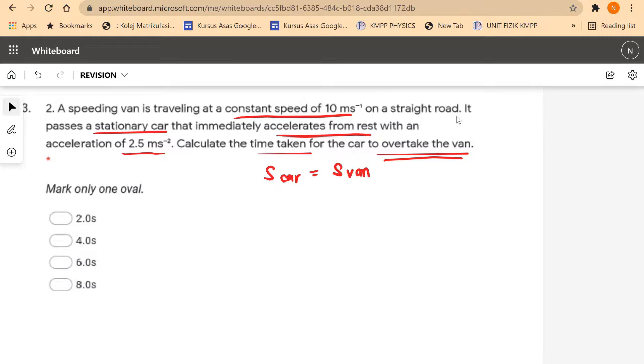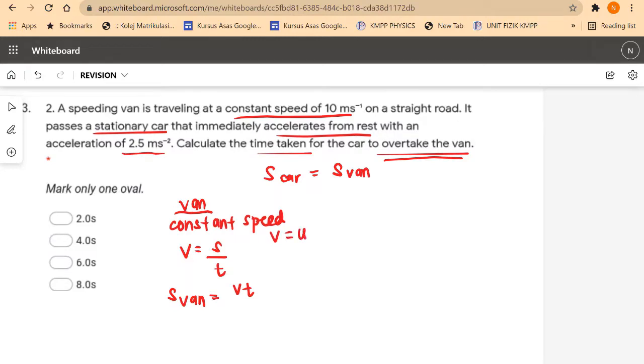Alright, so for the van, it moves with constant speed. For constant speed, the equation is V equals S over T. So the displacement for the van is V times T, where V of the van is equal to U of the van because it is moving with constant speed. So this value equals 10. So the displacement of the van equals 10t.